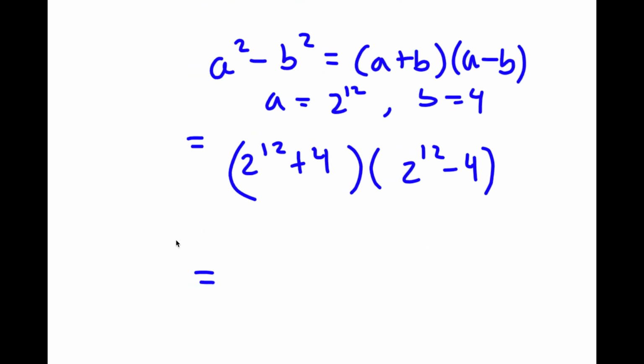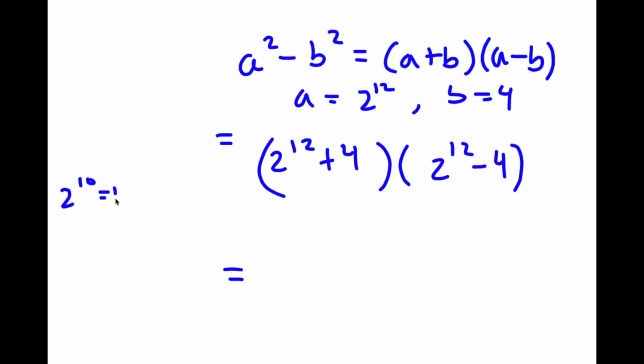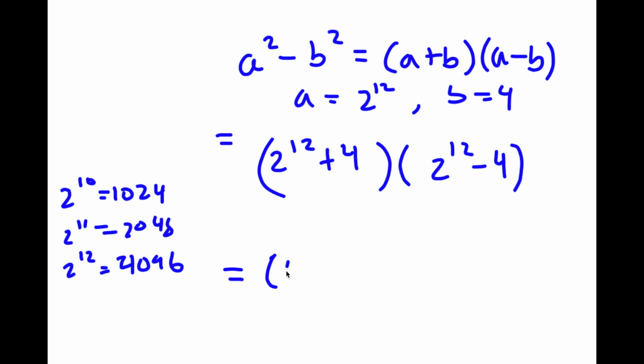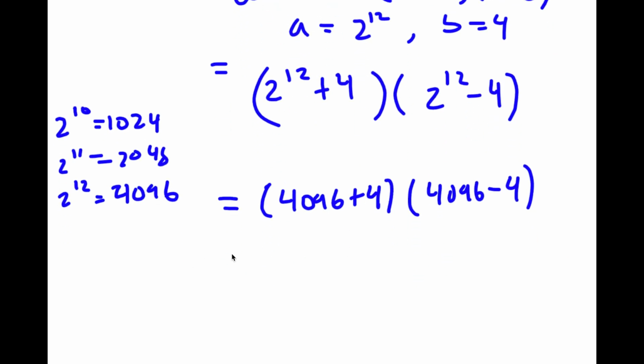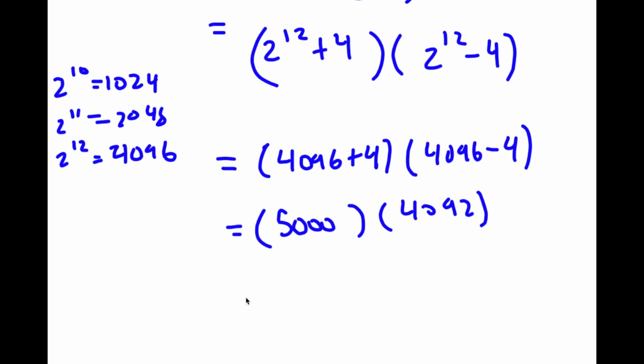2 to the power of 12, well, 2 to the power of 10 is 1024. So 2 to the power of 11 is going to be double of 1024, which is 2048. Meaning 2 to the power of 12 is double of 2048, which is 4096. So now I have 4096 plus 4 times 4096 minus 4. Now this is the same thing as 4100 times 4092.